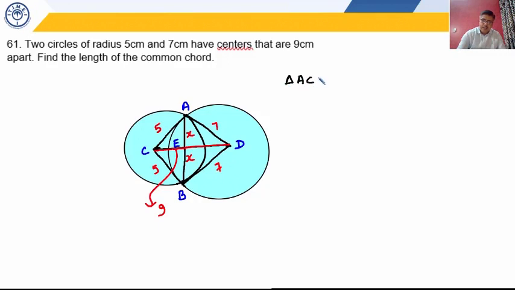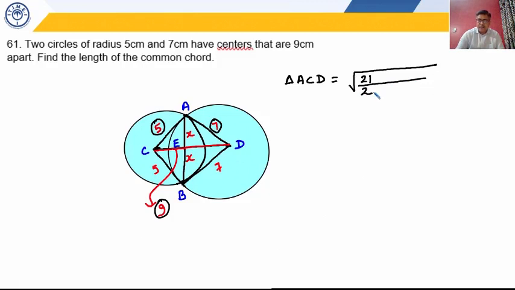Area of triangle ACD is how much? We can use Heron's formula because 7 is known, 5 is known and this 9 is known. So S is (7 plus 5 plus 9) by 2, which is 21 by 2. Then S minus A: A plus B minus C, 7 plus 5, 12 minus 9 is 3. And 7 plus 9, 16 minus 5 is 11. And 9 plus 5 minus 7 is 7. And this is 2, 2 and 2.